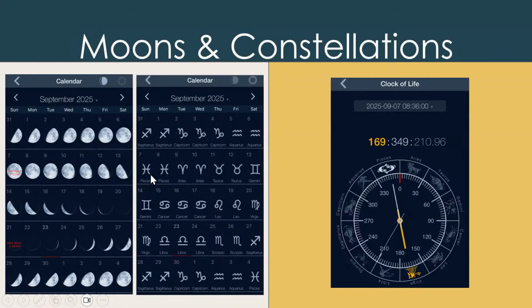Now, something to keep in mind is that this app switches over at midnight. And so when you're looking at it, you actually look here and then you look at the next day to kind of see where it is in the sky. So on September 7th, the moon was in Pisces. So that means it's not our 7th month.